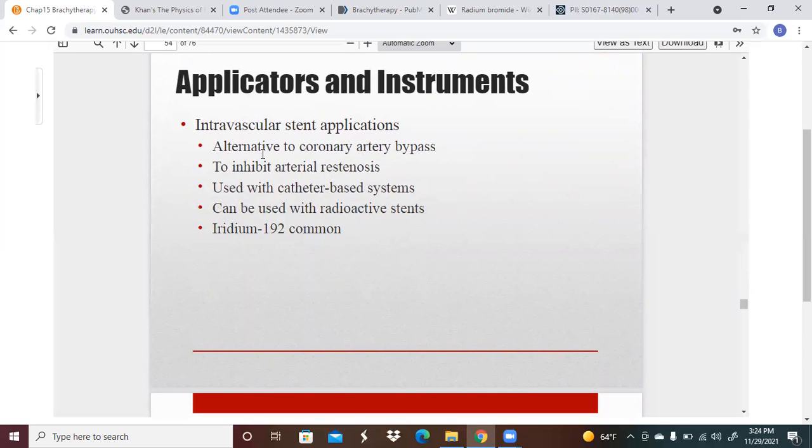Intravascular stent applications. This is an alternative to a coronary artery bypass, and of course you wouldn't want that. They inhibit arterial restenosis. Can be used with catheter-based systems, can be used with radioactive stents, and iridium-192 is common with these.